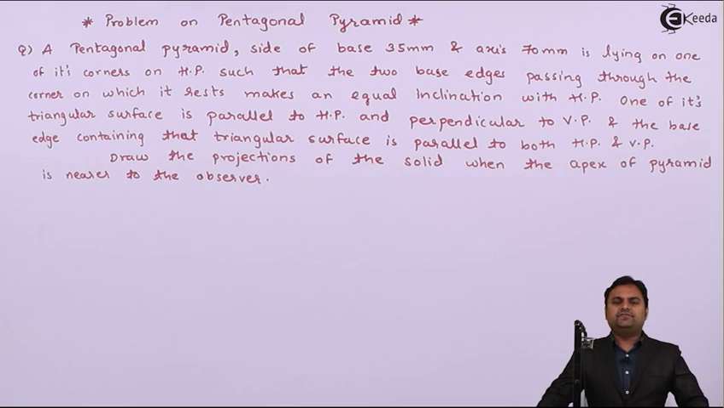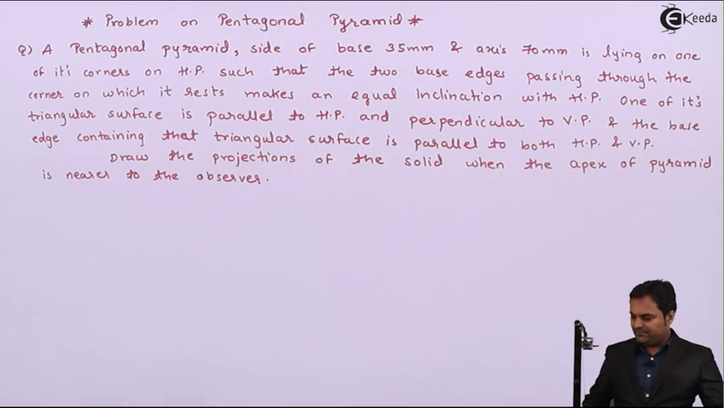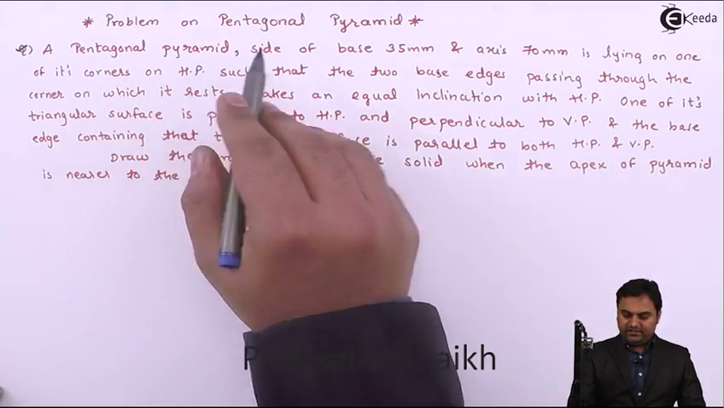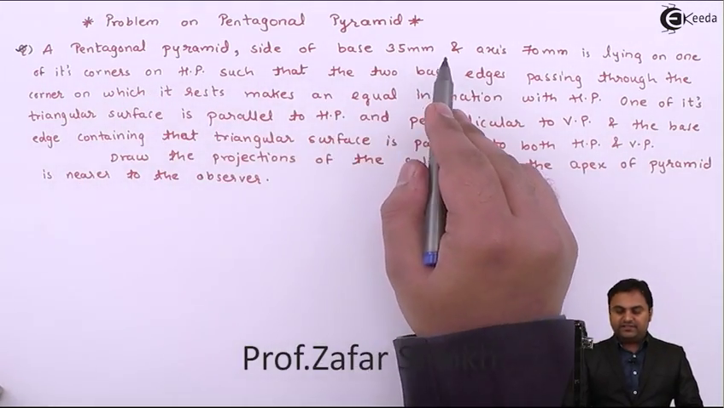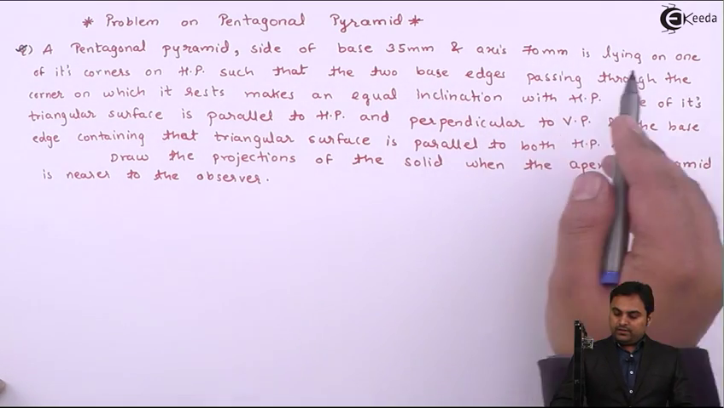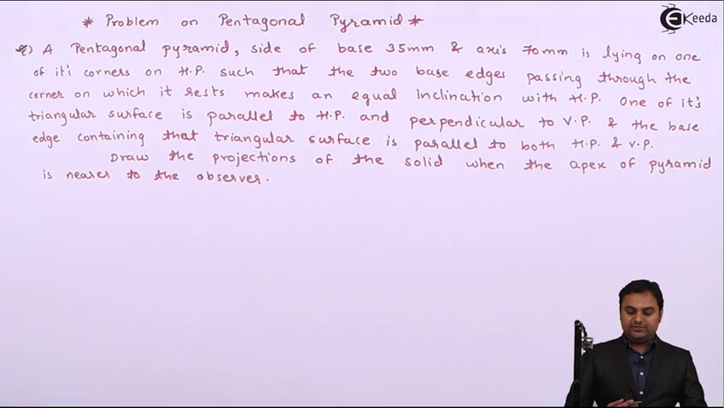Hello friends, here in this video we are going to see a problem on pentagonal pyramid. Here is the question. A pentagonal pyramid, side of base 35 mm and axis 70 mm long, is lying on one of its corners on HP. So first I'll explain this condition.